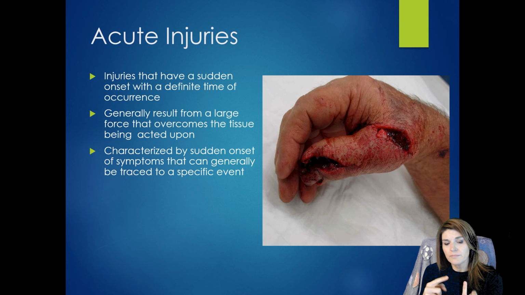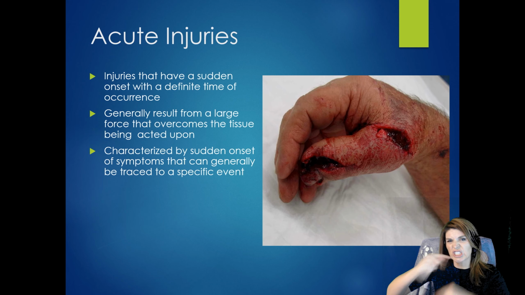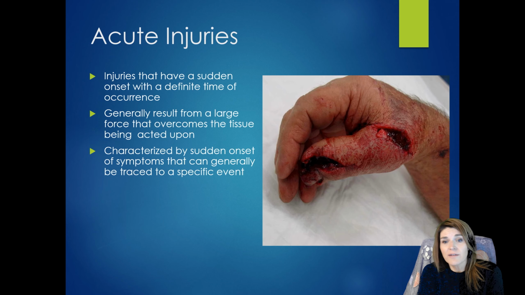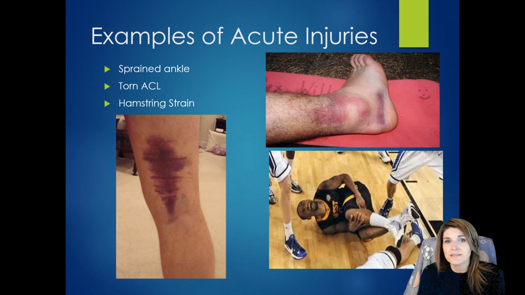So it's characterized by sudden onset. The sudden onset would be like the blades going to his thumb. And basically, yeah, you could give it a timeline. It happened exactly here. Okay, so here are some examples of acute injuries. I'm going to wiggle my mouse over it when I talk about each one. So a sprained ankle. This is an inversion sprain, and you can tell because the bruising's on the lateral side of the ankle.